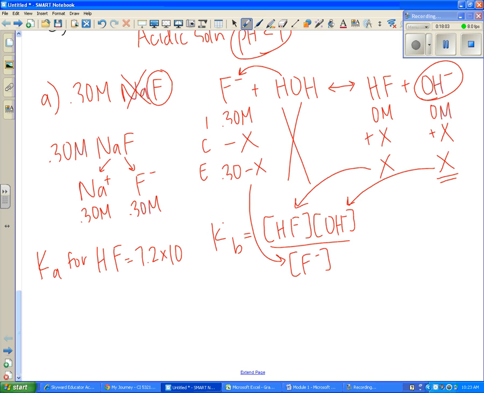7.2 times 10 to the negative 4th. And what is true about the Ka for an acid and the Kb for its conjugate base? How are they related? Morgan? Yeah, Ka for an acid times Kb for the conjugate base are equal to 1 times 10 to the minus 14th. So I can plug in Ka here for this acid and find Kb for this conjugate base. Then I have a value to plug in there.